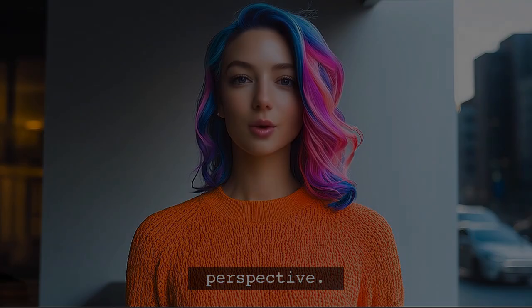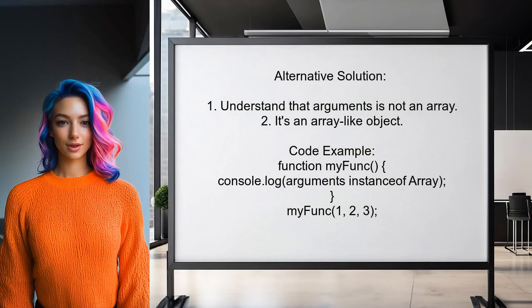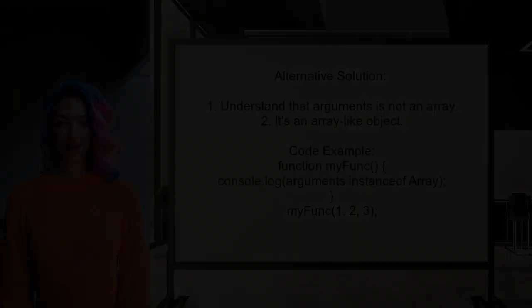Let's see another perspective. This user clarifies that while the arguments object may seem like an array, it actually isn't. They demonstrate this by showing that the arguments object is an array-like object, not a true array.